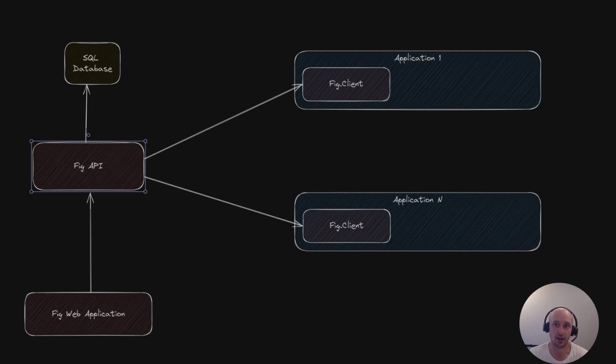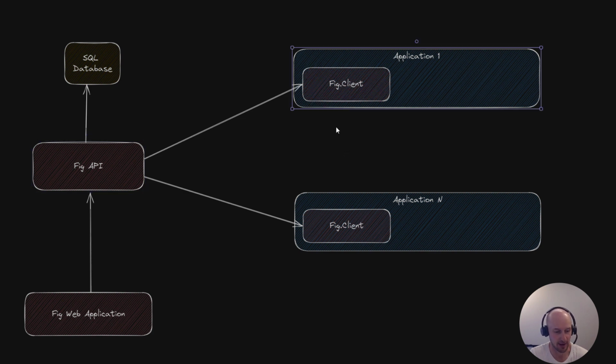So Fig is a free, open source, centralized configuration management solution for .NET applications. It consists of three main components. There's an API, which talks to a database. There's a web application, which is a Blazor front-end single-page application, which you use for managing your settings. And there's a Fig client NuGet package, which can then be embedded in your application and used to communicate with the Fig API and provide real-time updates to settings.